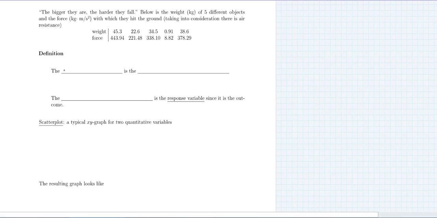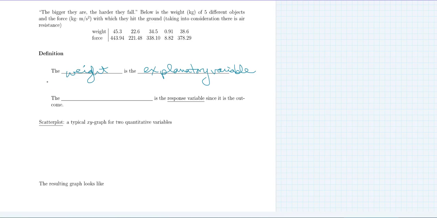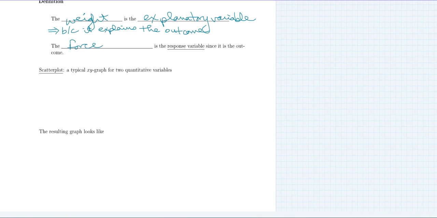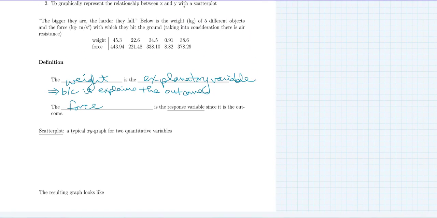So that tells us that the explanatory variable is the weight. Weight is the explanatory variable. The reason why this is the explanatory variable is because it explains the response or the outcome, or it explains the outcome of the experiment. So that implies that the force is the response variable.